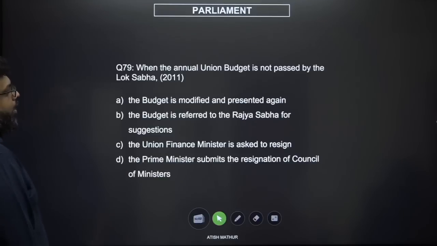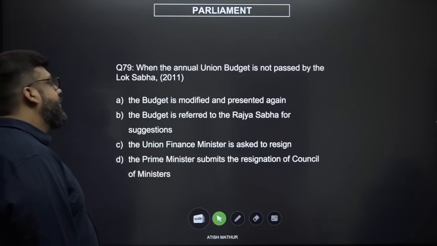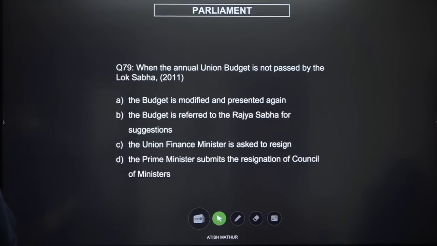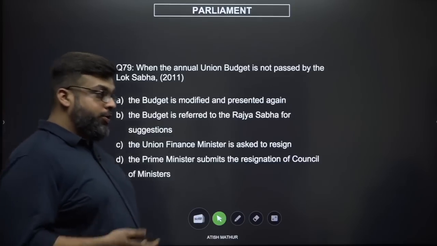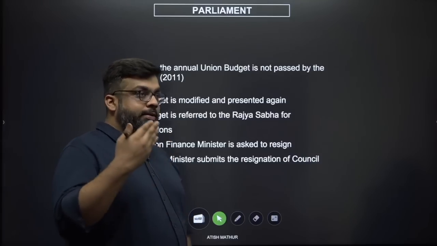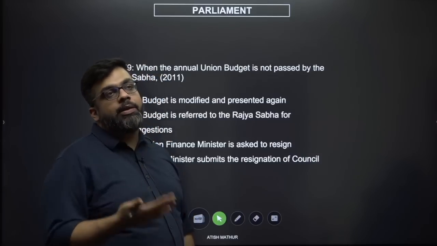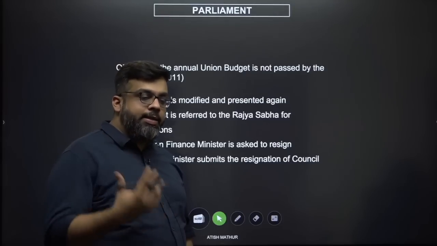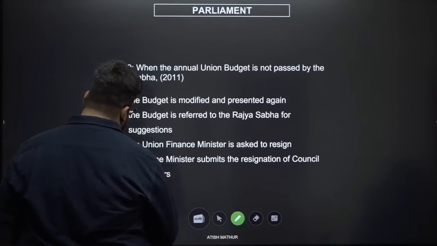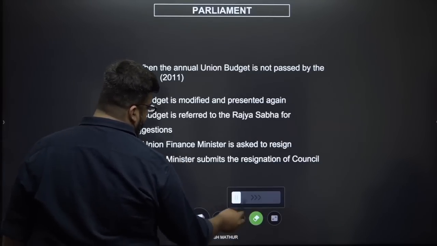Okay. When the annual budget is not passed by the Lok Sabha, the budget is modified and presented again. The budget is referred to the Rajya Sabha. The finance minister is asked to resign, and the prime minister submits the resignation of the council of ministers. If the budget has failed to be passed, it means the government does not have the confidence of the house in the overall financial policy landscape of the country, which is as good as a no confidence motion, which means the minister has to resign along with the council of ministers.